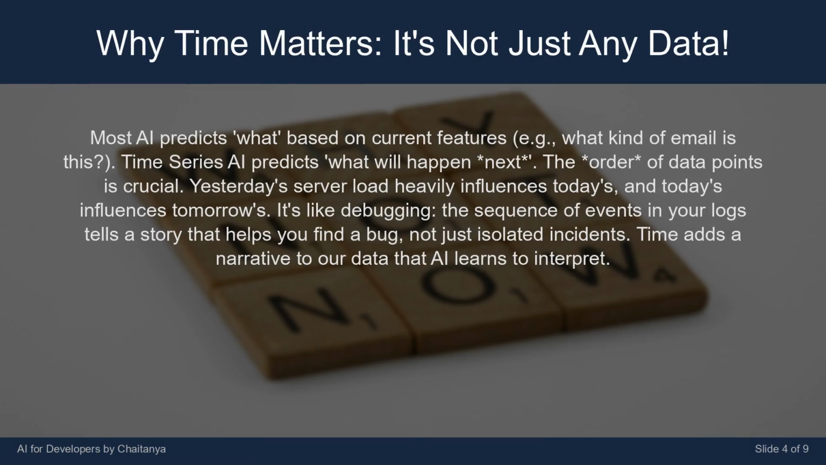Most AI predicts based on current features, e.g., what kind of email is this? Time series AI predicts what will happen next. The order of data points is crucial. Yesterday's server load heavily influences today's, and today's influences tomorrow's. It's like debugging. The sequence of events in your logs tells a story that helps you find a bug, not just isolated incidents. Time adds a narrative to our data that AI learns to interpret.